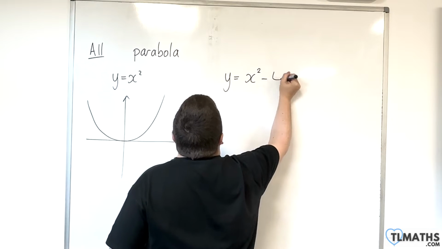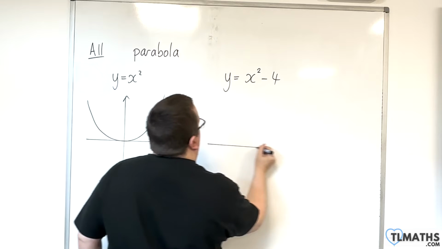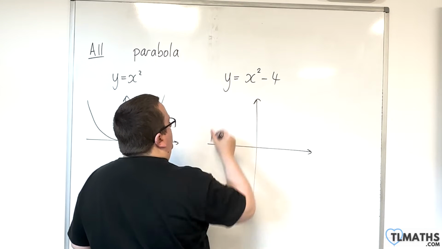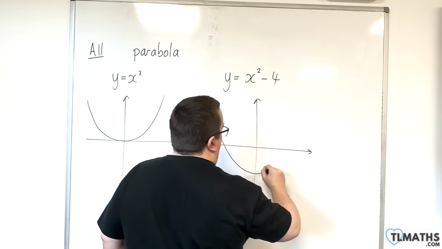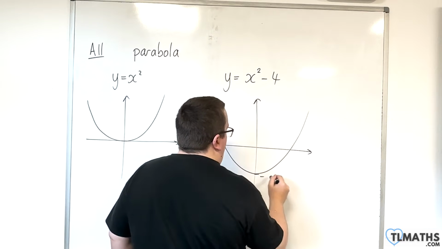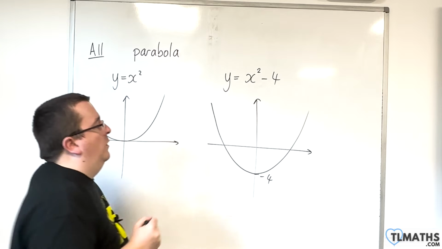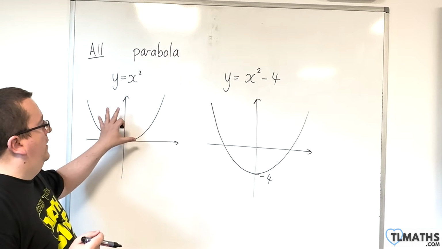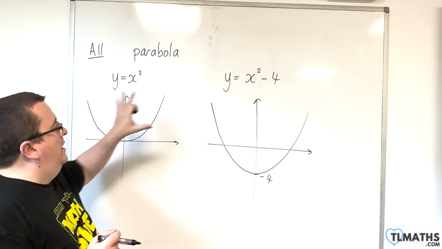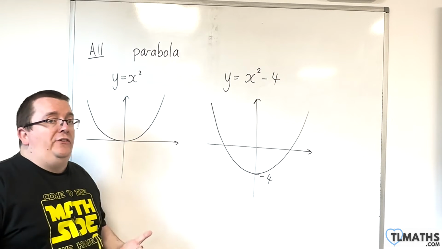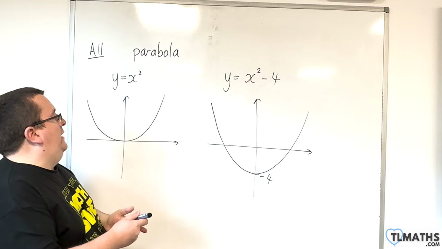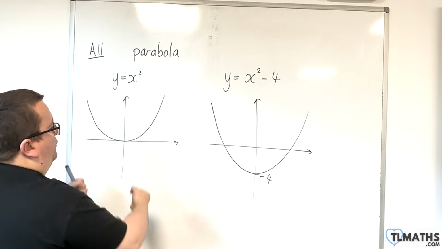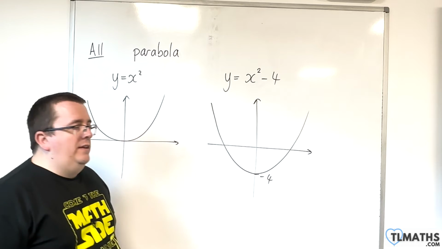Okay, so this is a parabola, and if I was to, let's say, have y equals x squared take away 4, then this would also be a parabola. This one would actually look like this, where it would go through -4 on the y-axis. So you can see that these two curves have precisely the same shape. It's just that I've picked this one up and I've moved it down 4 units to get that one.